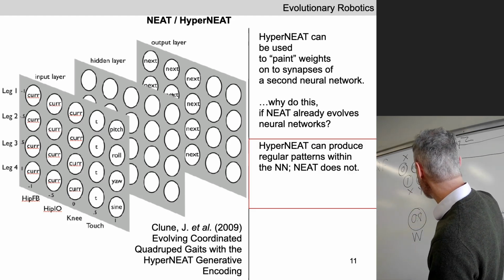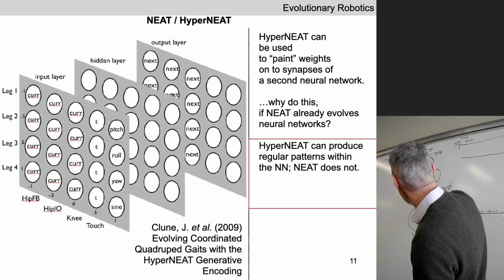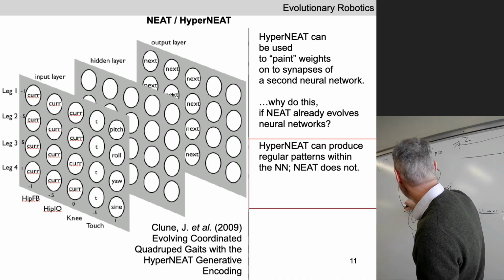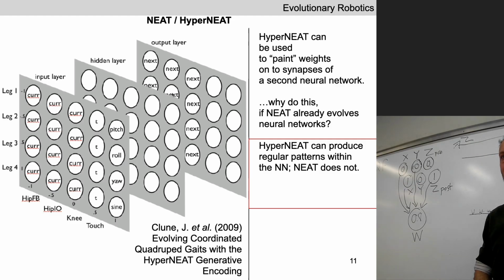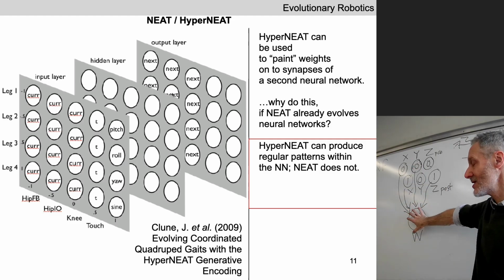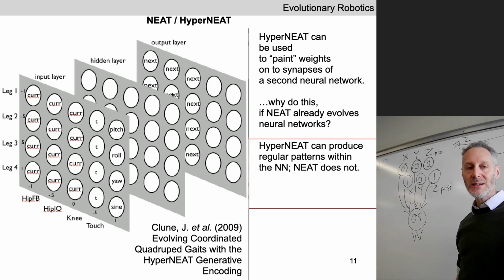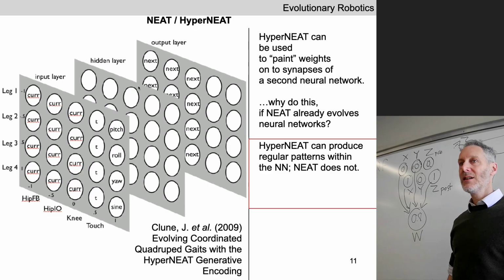I haven't shown the connections here, but you could imagine something like this. There's no hidden neurons here, but we could have some. So now this CPPN can paint a weight onto each and every synapse in this neural network. Everybody see that? I see a lot of folks squinting. That's okay. There's a lot going on here.